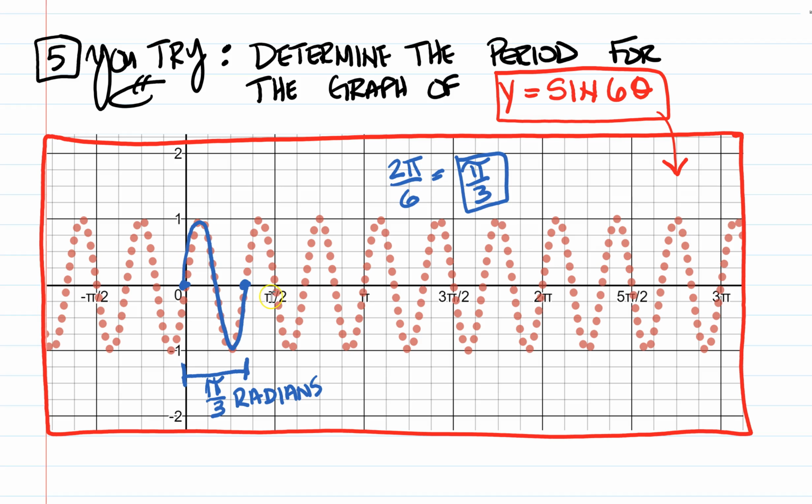I know it's smaller than pi over 2, so what do I do? I took the original 2 pi, the original period of the sine function, and I divided it by the number 6, which is that number that's in between my sine and my theta, and I got 2 pi over 6, which gives me pi over 3. So what that means is that the period now is pi over 3 radians, and the 6 means that I'm going to have 6 of these on a distance of 0 to 2 pi. So hopefully you got that right.